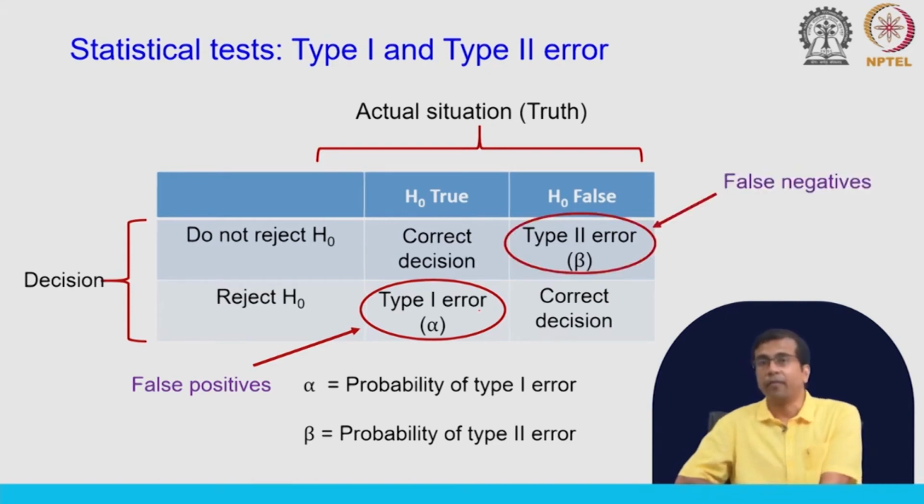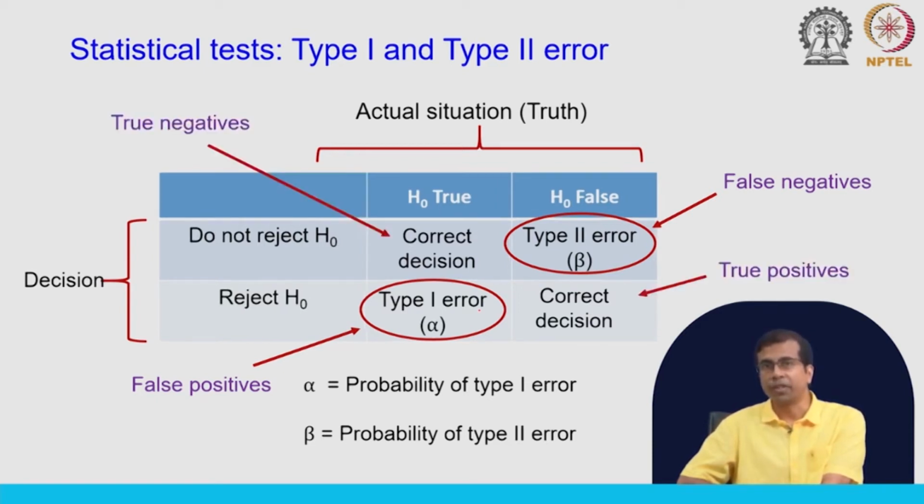On the other side you have the false negatives, where H naught is false and we do not reject H naught. So, that is false negatives. And then of course, you have the true positives and the true negatives, which are the correct decisions. We are making correct decisions. Once this is clear, we will see how this type 1 error can increase when you do multiple hypothesis testing.